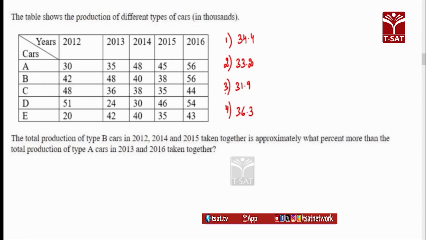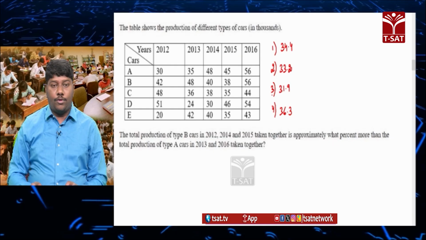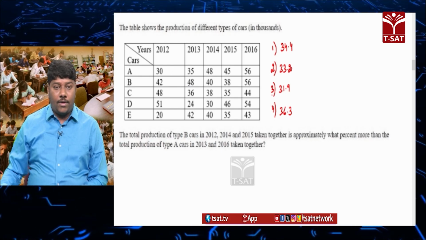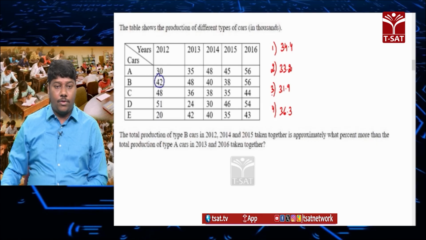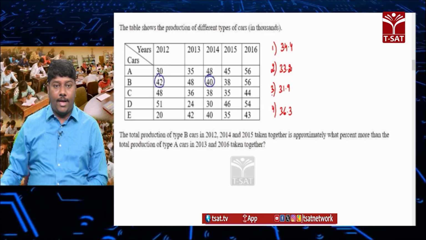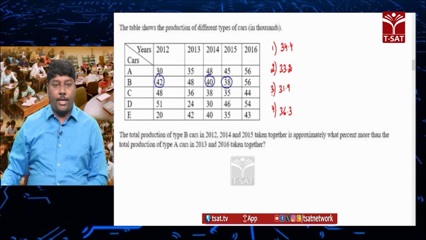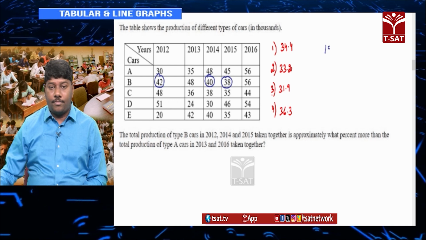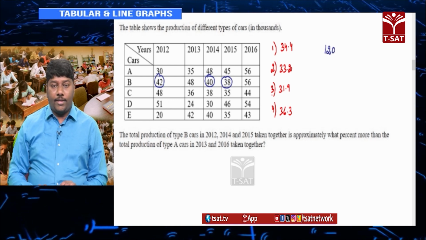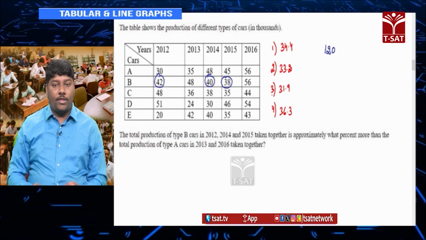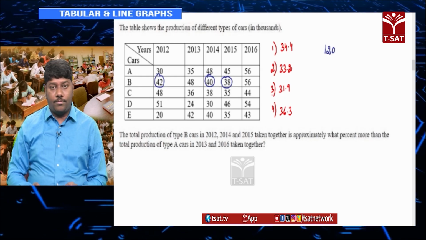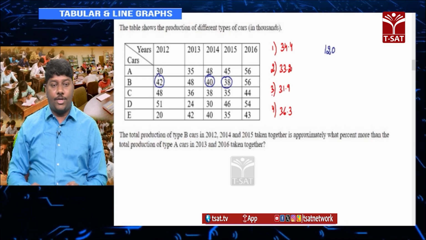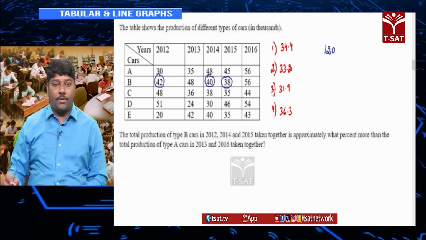The total production of type B cards in 2012, 2014 and 2015 taken together. Type B in 2012, you have to be very careful when you are taking the data, 2012 and then after 2014, then after 2015. So here clearly 42 plus 38, you can say 80 plus 40 is 120. Taken together is approximately what percent more than? When I say percentage more, the meaning is what is the percentage increase. So what percent more than the total production of type A cards in 2013 and 2016?